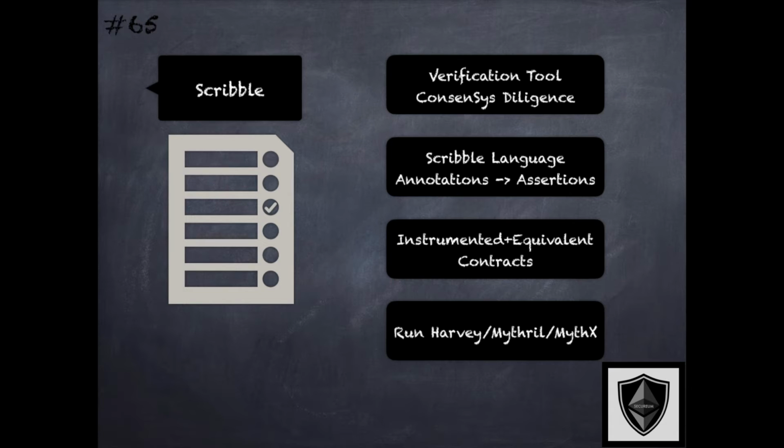So Scribble is a relatively newer tool from Consensus Diligence and sounds very powerful in its capabilities. So I would strongly encourage everyone to take a look at the documentation of Scribble, take a look at the motivations and the underlying concepts driving this tool, and also test it out to explore all its capabilities.